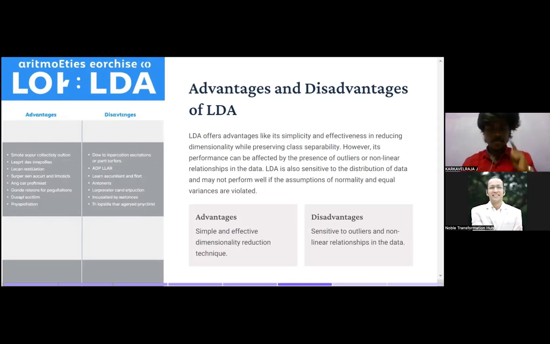Okay, let's separate this. Advantages: it is a simple and effective dimensionality reduction technique. Yeah, it's very simple. What we will be doing is within class less variance, between class more variance. It's simple, right? That's the reason it is an advantage. Disadvantage: sensitive to outlier and non-linear relationship in the data.